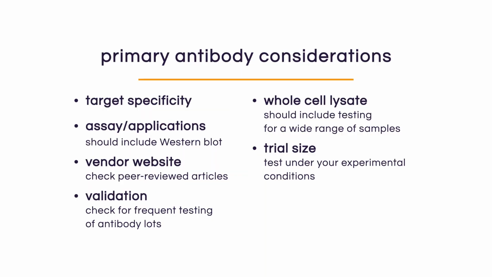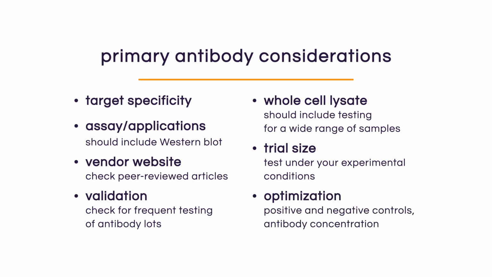A lot of vendors now offer trial sizes of antibodies, which may be useful to ensure the antibody will work for your particular experiments. And lastly, be prepared to have to optimize the antibody you choose for your experiments. Using the proper positive and negative controls for validation in your own hands and optimizing conditions such as antibody concentration can ultimately help you perform a successful Western blot.